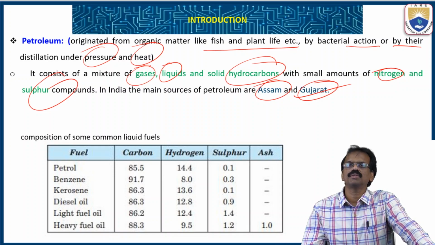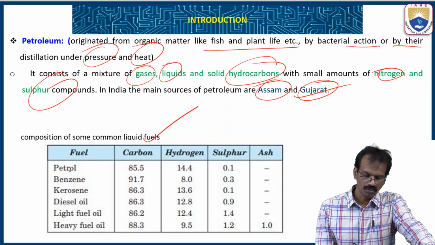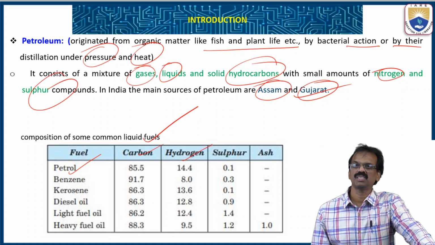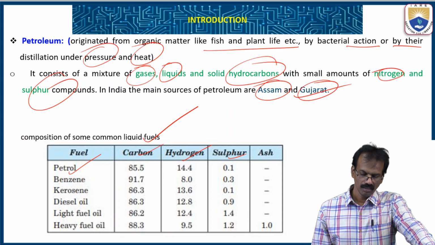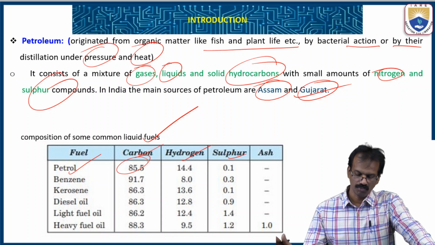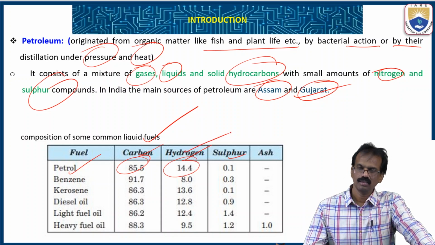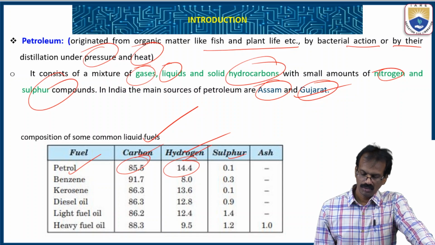The main composition of the common liquid fuels: let's see petroleum. These are the carbon percentage, hydrogen percentage and sulfur percentage. The sulfur percentage is very low, and the carbon percentage is very high. Petroleum has 85.5 percent carbon and 14.4 percent hydrogen, and below 1% sulfur, 0.1 sulfur. So there is no ash problem.